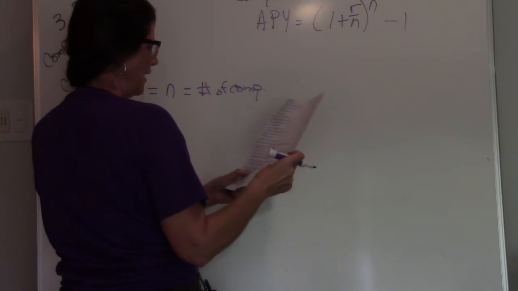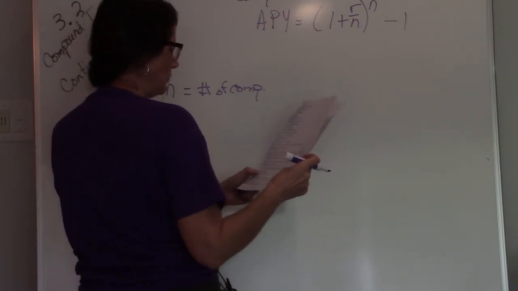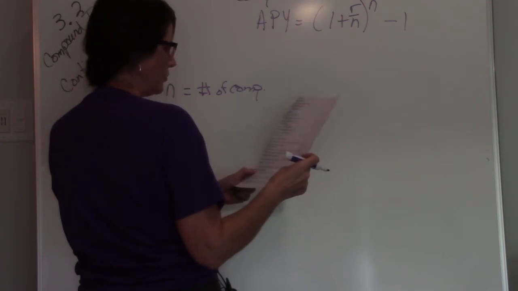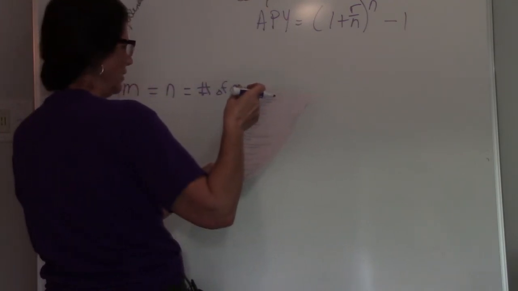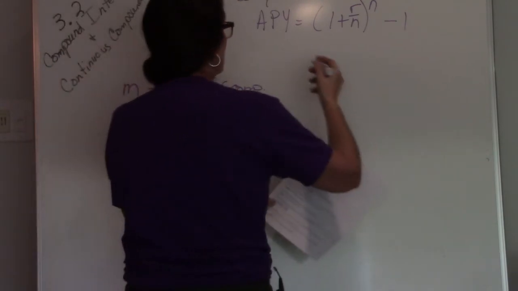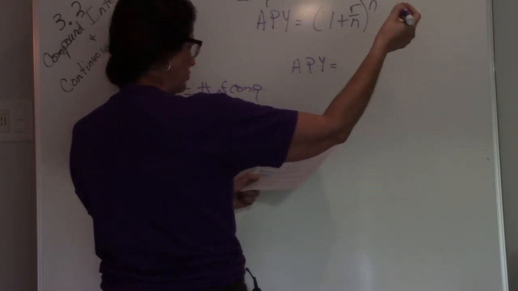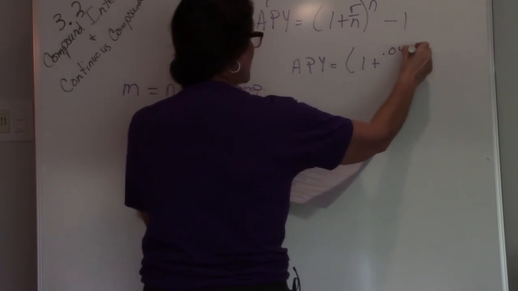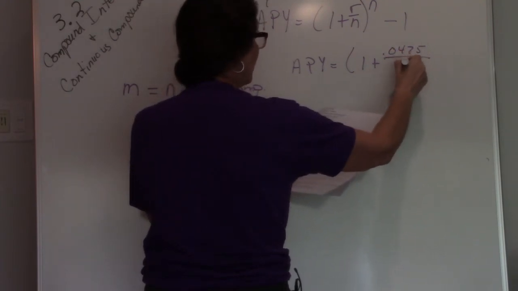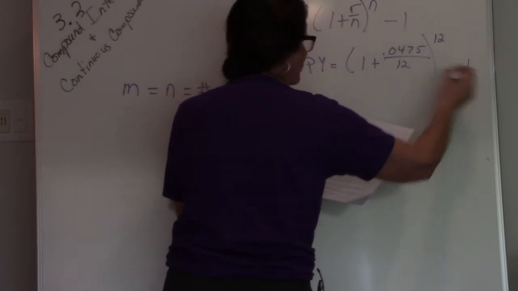I'll just take it right from the MyMathLab. It says, what is the annual percentage yield for money invested at an annual rate of 4.75% compounded monthly? Okay, so you're given a rate of 4.75. We want to know what's the APY. So the APY, so that means annual percentage yield, is 1 plus 0.0475 divided by 12, because it's monthly, all raised to the 12th, and then subtracting 1.